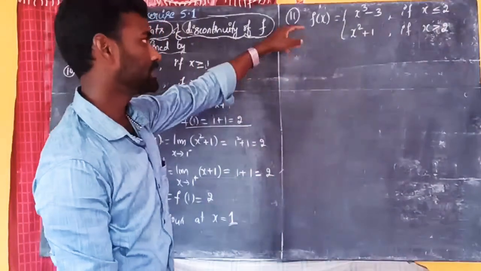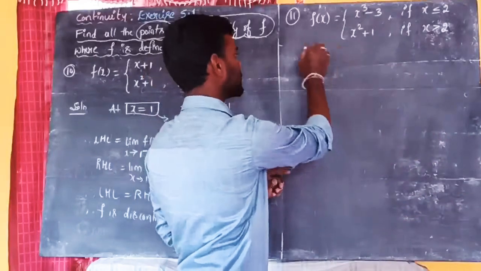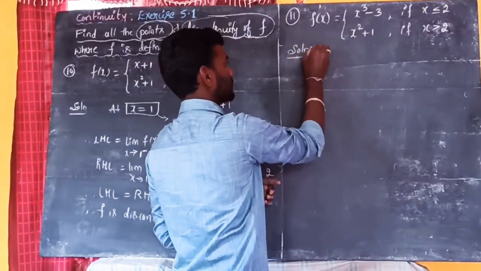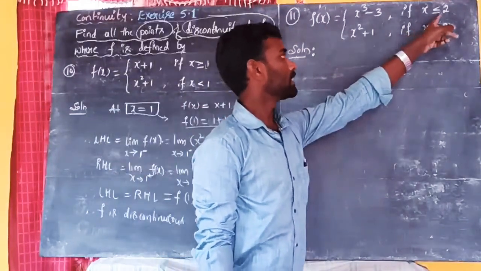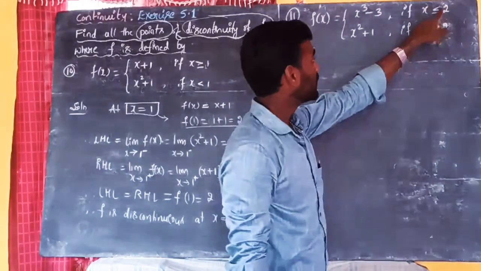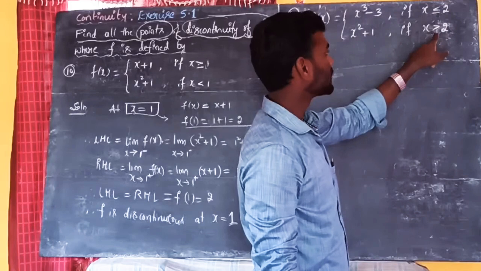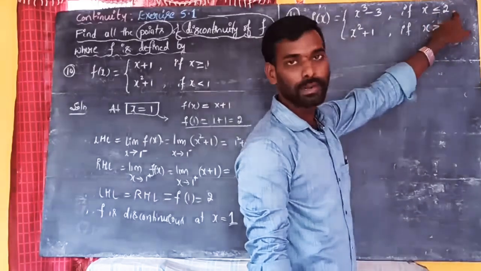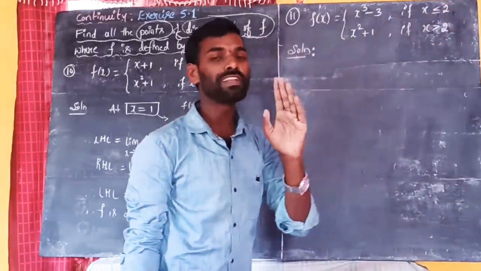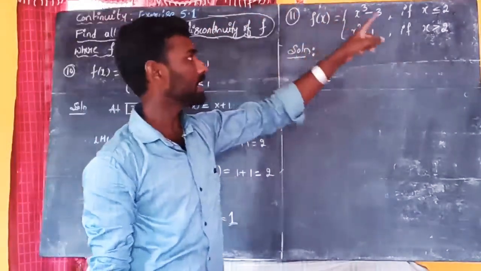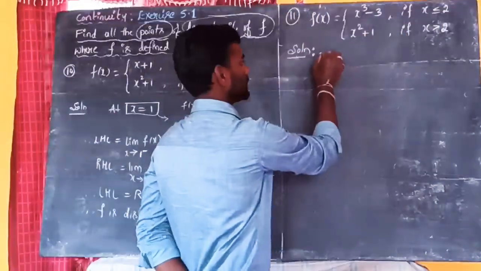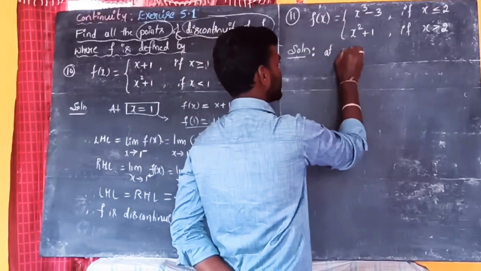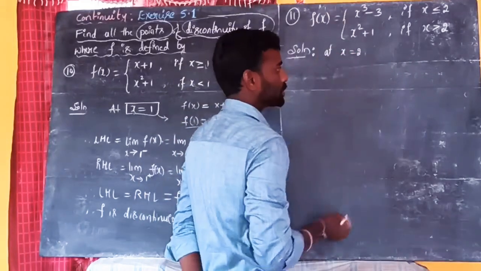Here we have to check the points of discontinuity. Solution. Here observe the less than or equal to, greater than or equal to inequalities. Here less than, equal to, greater than. These are all there for the point 2. So we will check the points of discontinuity at this point, at x is equal to 2.